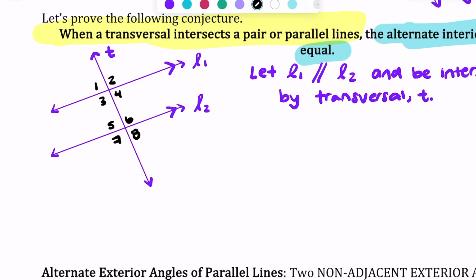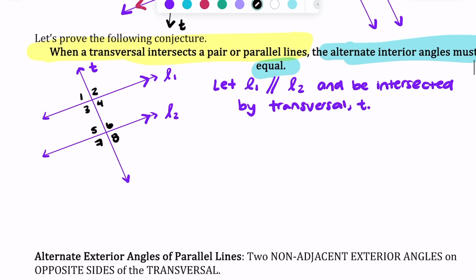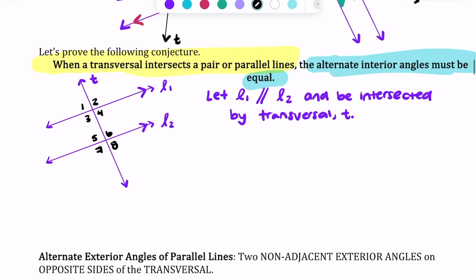Okay, now, just like we talked about before, there's actually more than one pair of alternate interior angles. I'm going to highlight them, but then I'm going to get rid of the highlighting right away so I don't copy it down. 3 and 6 are actually alternate interior to each other, but so are 4 and 5. Now, I don't have to prove both pairs are going to be equal to each other. I just have to pick one pair.